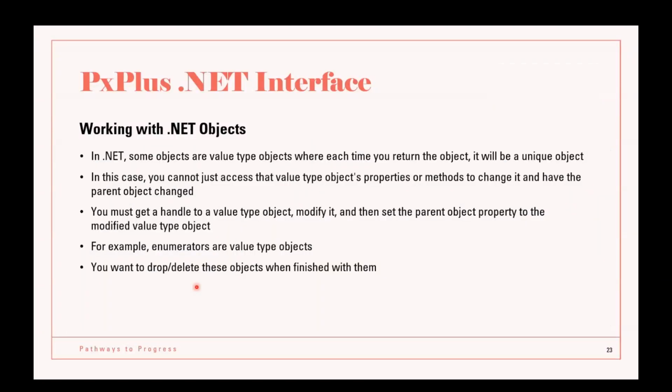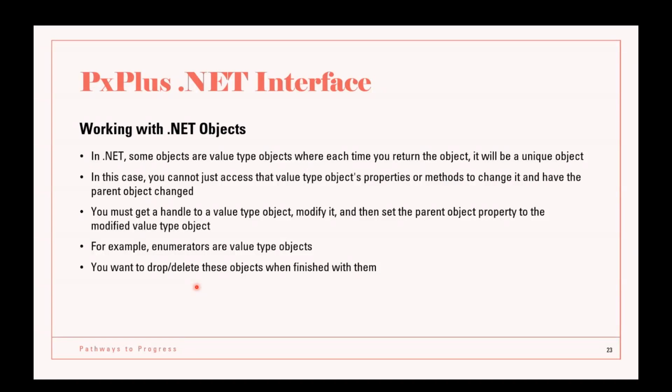Okay, so a few more things to keep in mind. There are different types of objects. A common type of object you'll encounter is a value type object. With value type objects, if it's a property, for example, each time you read that property, you are going to get a new copy of that object. And then you would be working on a copy of that object. So making changes to that would not affect the parent object because you had a copy.